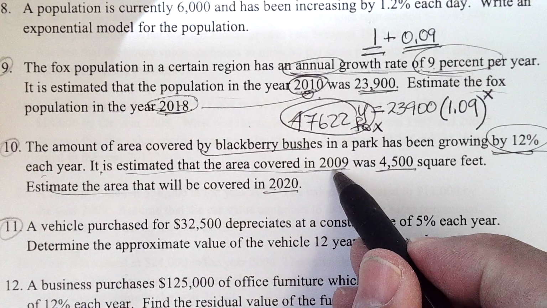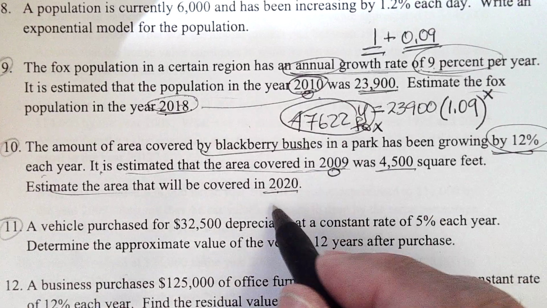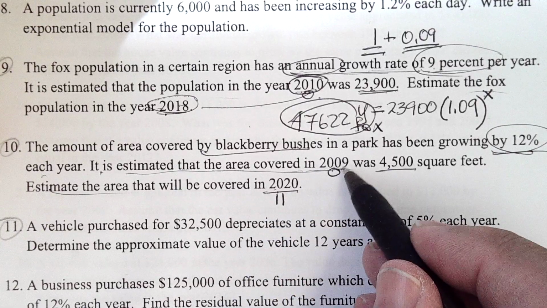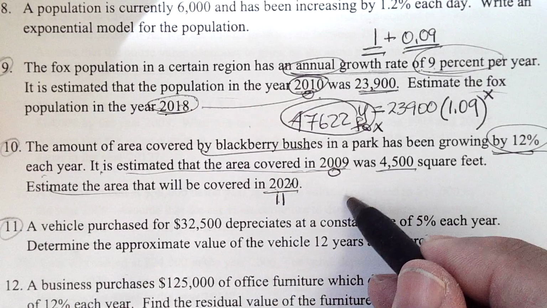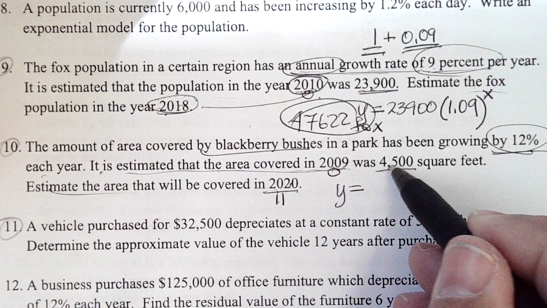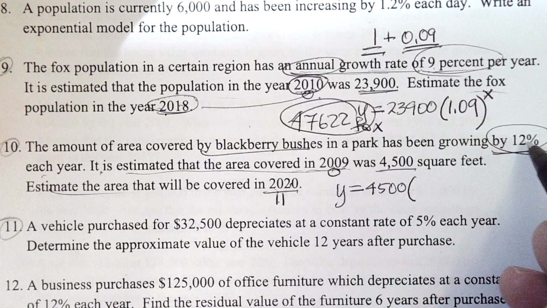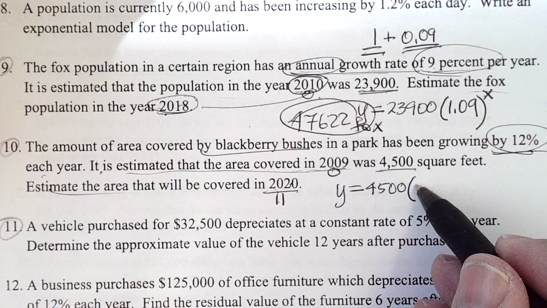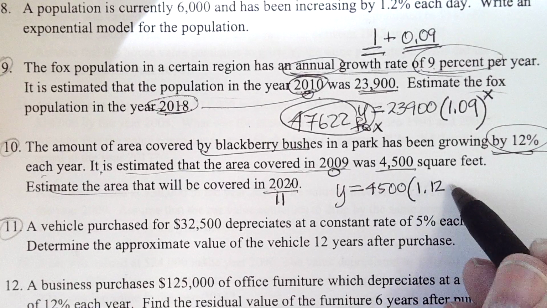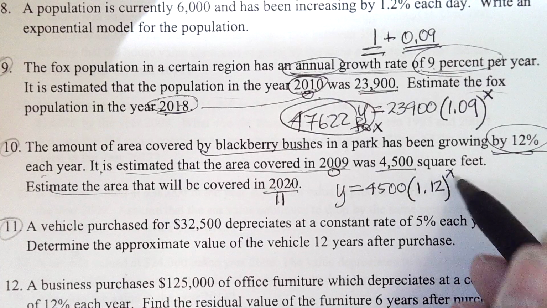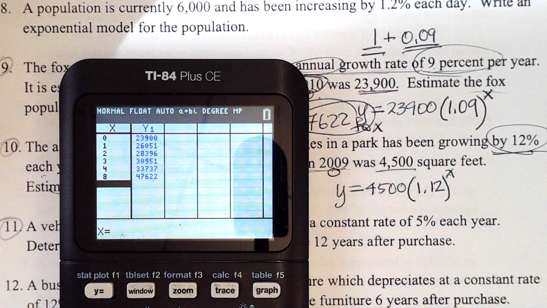So we're going to conveniently call this year 0. So 2020 is going to be year 11. 11 years after 2009 is 2020. So my model will be starting amount growing by 12%. That's 100% plus 12% more to the x. And then I want to put in 11 into the x to get the answer.